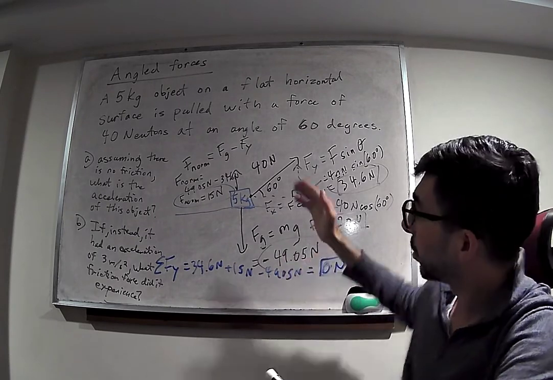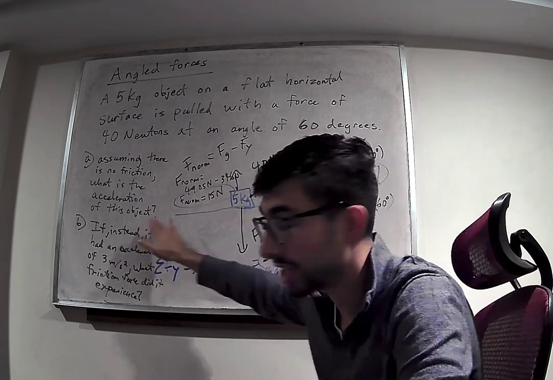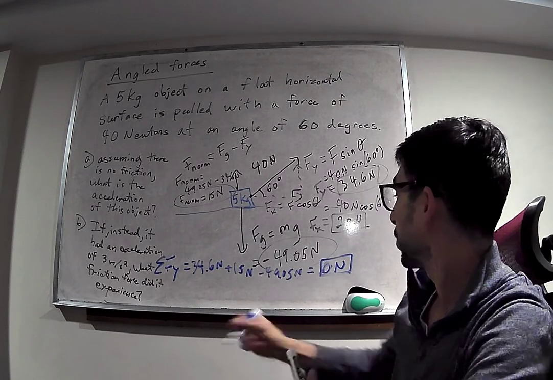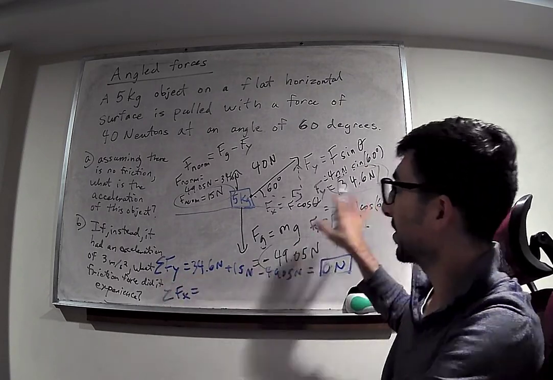I'm pulling it at an angle, but it's not going to accelerate up or downwards, which means this acceleration is only on the horizontal axis. So let's find our horizontal acceleration. Let's find our summation of forces on the x-axis. What forces are acting on the x-axis?